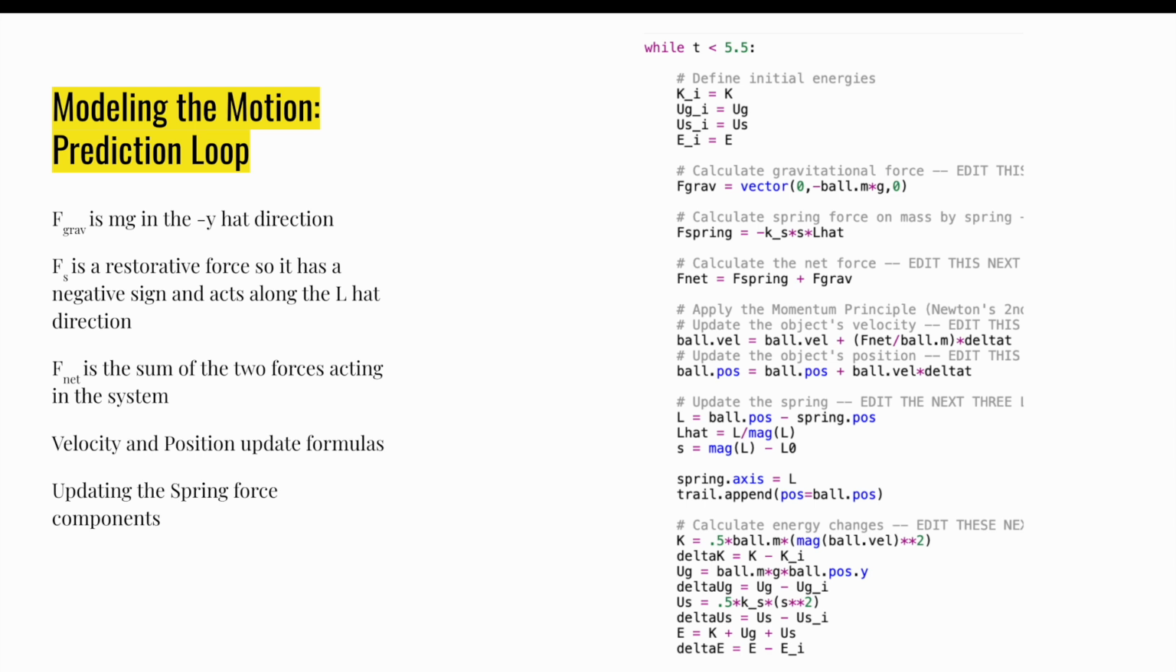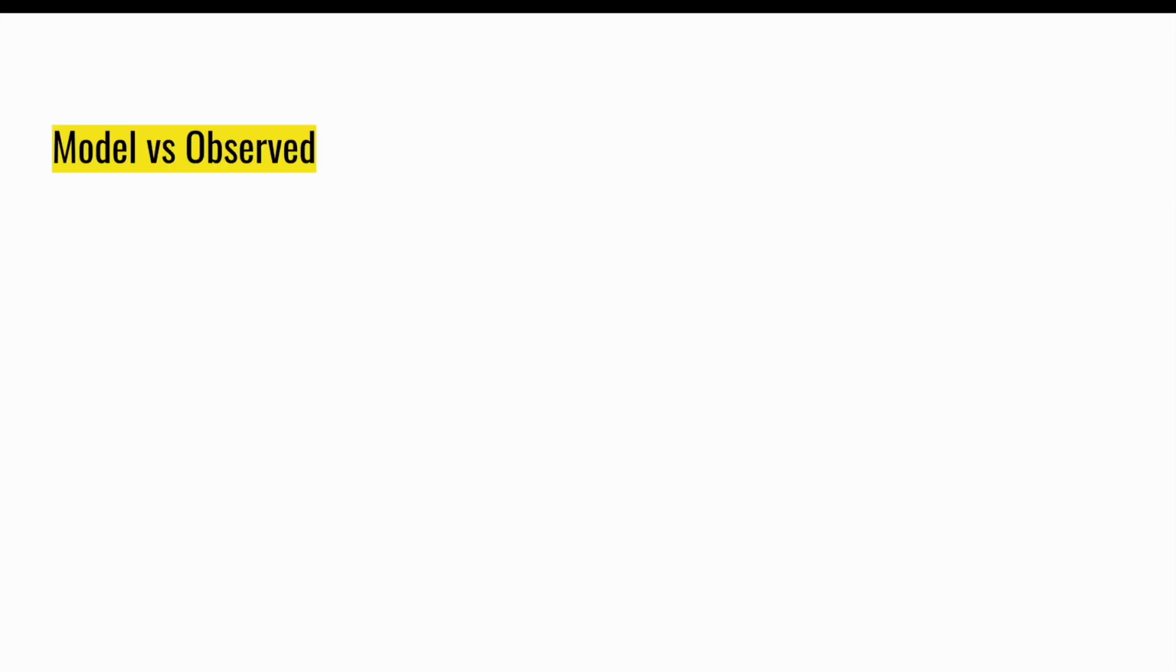And then we update the spring again with the same equations that we used above, and we update the energies again. Then, finding delta K, we just found the new K minus our initial K, and did that for each. Then we found our E to be the sum of all of these energies, and delta E to be the new energy minus our initial. Here is the motion we modeled.